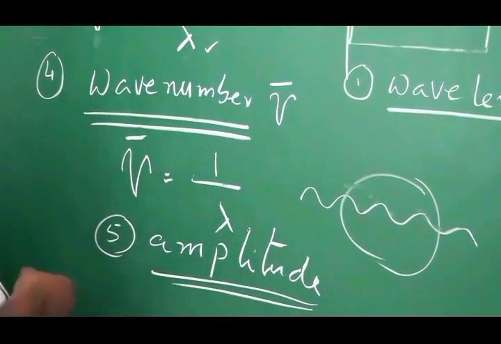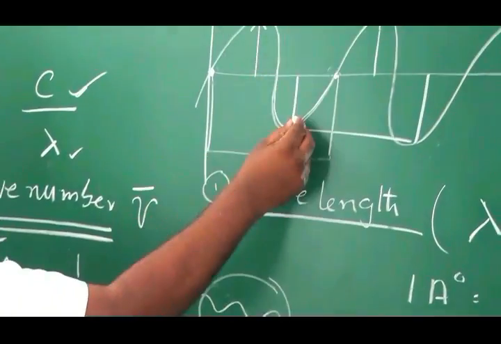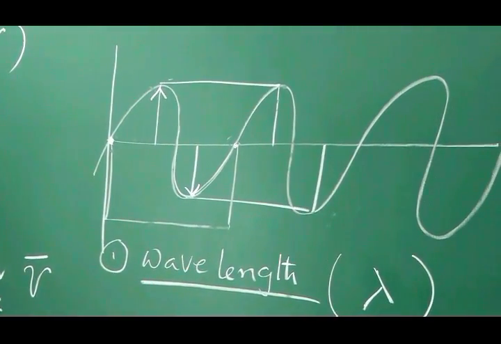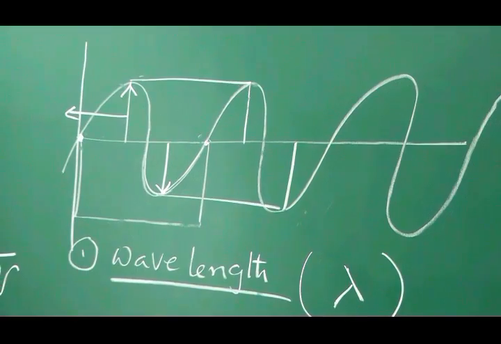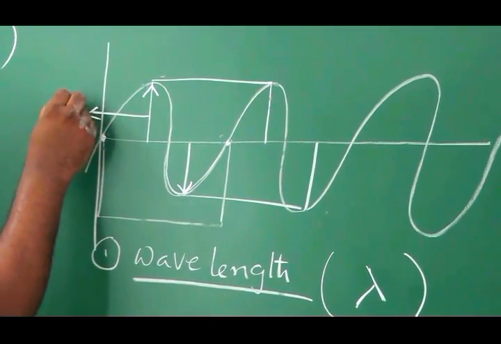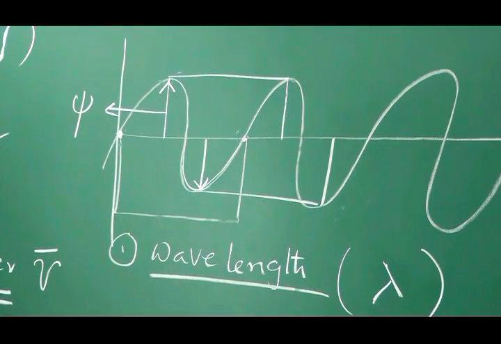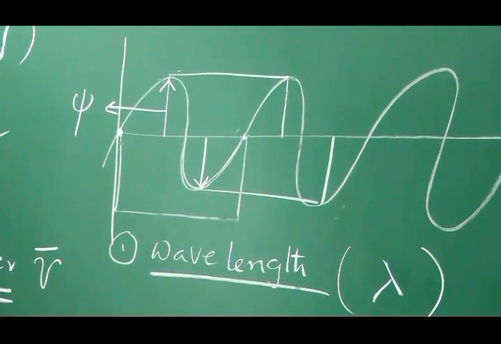Amplitude. Amplitude means the height of the crest or the depth of the trough. This is said to be amplitude, and it is denoted with the symbol psi. This is known as amplitude.